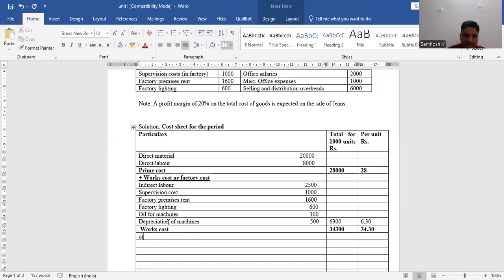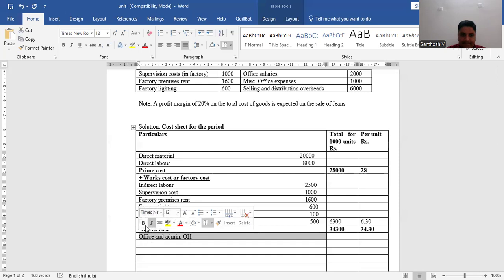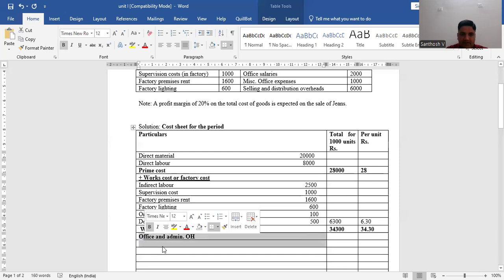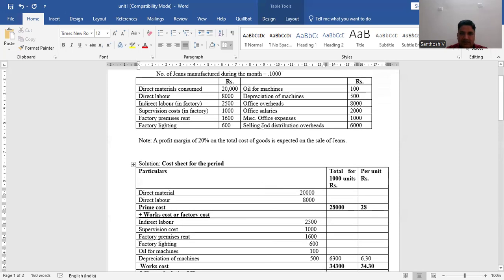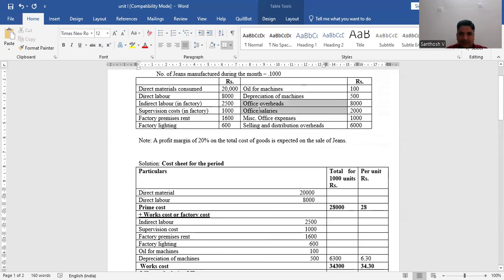Once you get this works cost, then one more heading in the Proforma you will say: office and administration overhead. I'm going to use short forms here. Under this office and administration overhead, we can see which other information will come. Office overheads, office salaries, and miscellaneous expenses. So these are the three items.